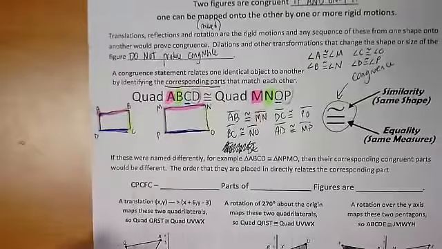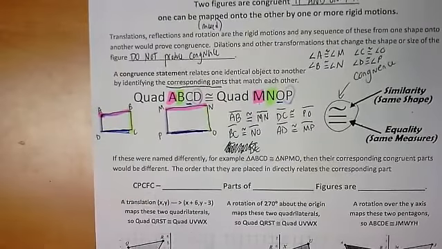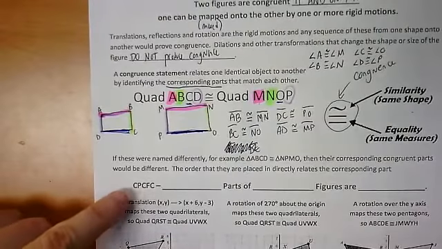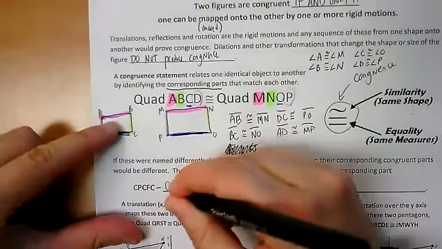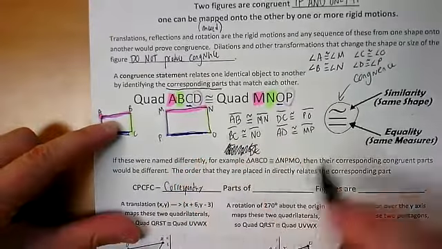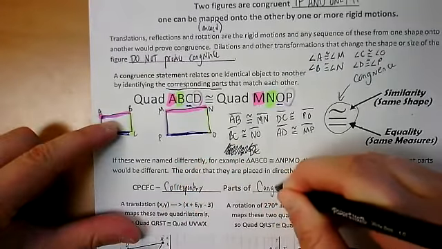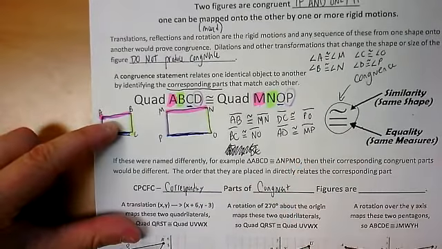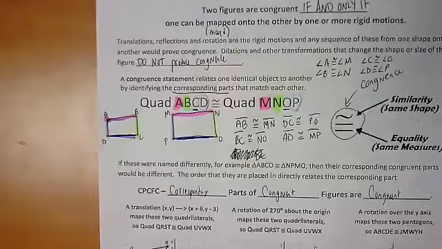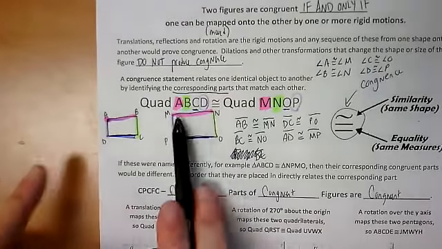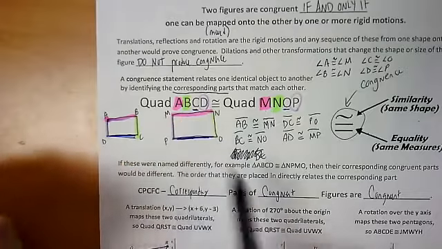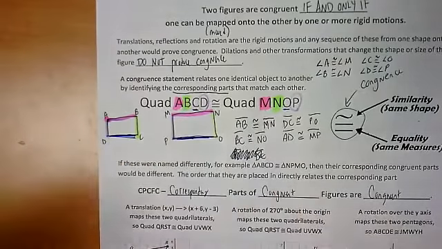Now this key acronym here, CPCFC, try saying that 5 times fast, pretty hard. So what we're going to fill in here is going to say corresponding parts of congruent figures are congruent. So that's CPCFC. All that means is that anytime you have 2 figures that are congruent, as identified by the symbol there, that means their corresponding parts are also congruent.